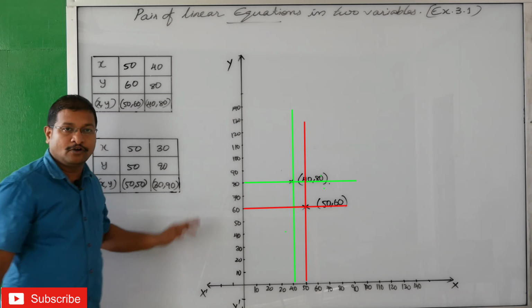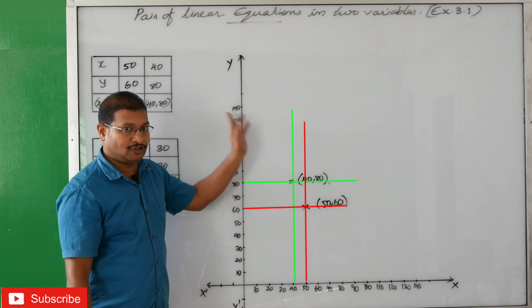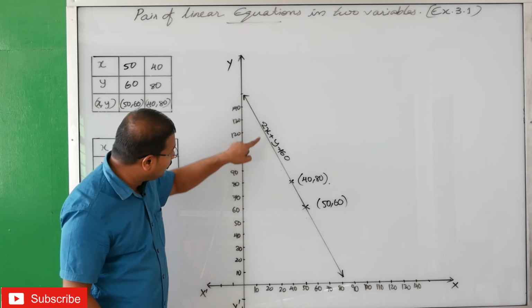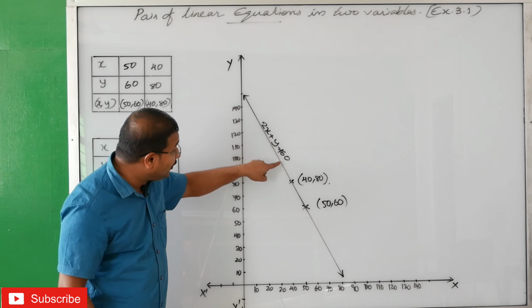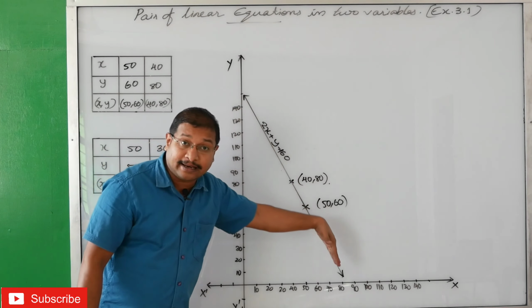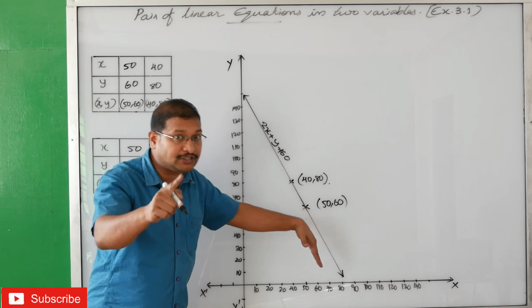Ready? Okay. So, now what we'll do? We'll join this. Ready? That means we got it now. This line, isn't it? So, here you can see 2x plus y equals 160. This one you need to write and keep. Ready? So, this is the graphical representation of the first equation.